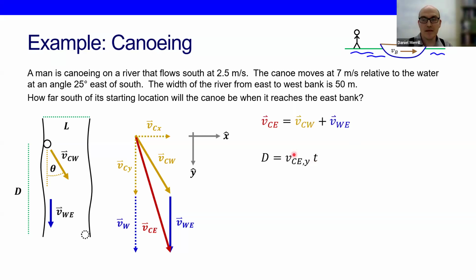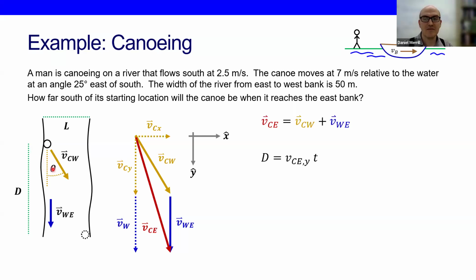Well, this component in the y direction is going to be the y component of my canoe's velocity with respect to the water, plus the y component of the velocity of the water with respect to the Earth, which is just all of the water's velocity since it's only going south. So this is 2.5 meters per second. This is, well, I've got to work it out. That's the adjacent side of my triangle.